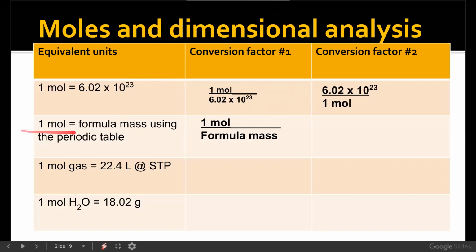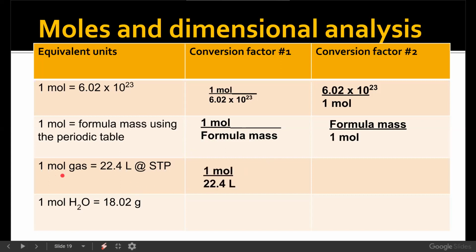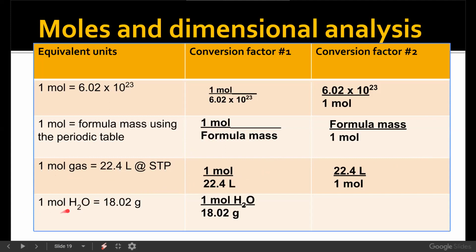Again, formula mass, which is the same thing as basically saying molar mass in this context. So in that case, let's say it is water, for example, which is 18.02. And the formula mass will go on top. In this case, we have 1, and then now we're going to have our liters at STP. So 1 mole of gas is equal to 22.4 liters. The other conversion factor is 22.4 liters over 1 mole. Last one is we have 1 mole of water, H2O, is equal to 18.02 grams. This is that molar mass.